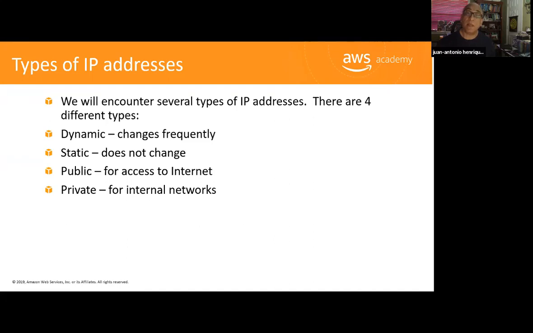They're pretty self-explanatory, especially the public address. There are certain ranges of addresses given to companies, and those addresses can only be used to communicate through the internet. And the other range of addresses can only be used to communicate inside a network.